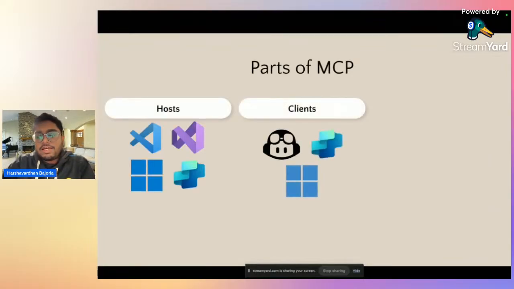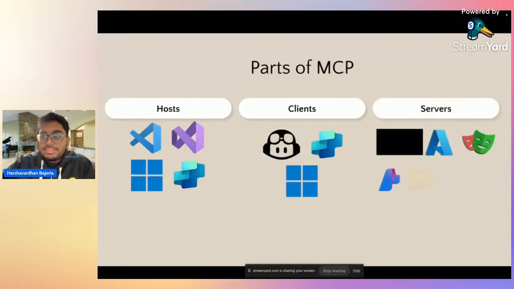Now, next we have clients. What does this client do? This client is actually there to help you connect with the MCP servers. So like GitHub Copilot or your Fabric or your Windows Copilot, it allows you to interact with those MCP servers. It can be Cursor also, it can be Amazon Q, it can be Kiro, it can be anything that helps you interact with it.